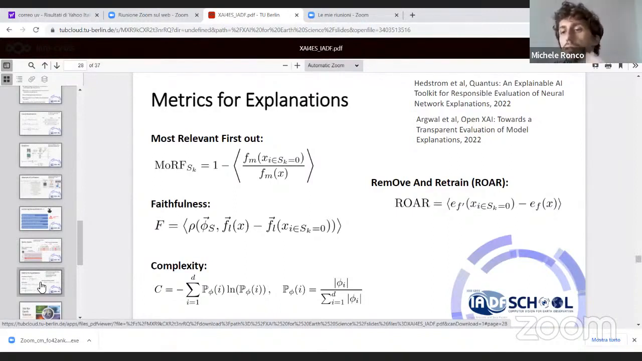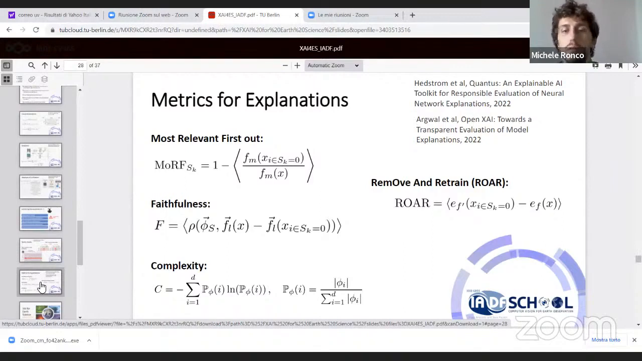Ideally, if you remove all of them one by one, you will have to train as many models as the features that you have. Usually you remove groups of them. So let's say the first 10 most important features, then 20, and so forth. Why has it been proposed as a measure?